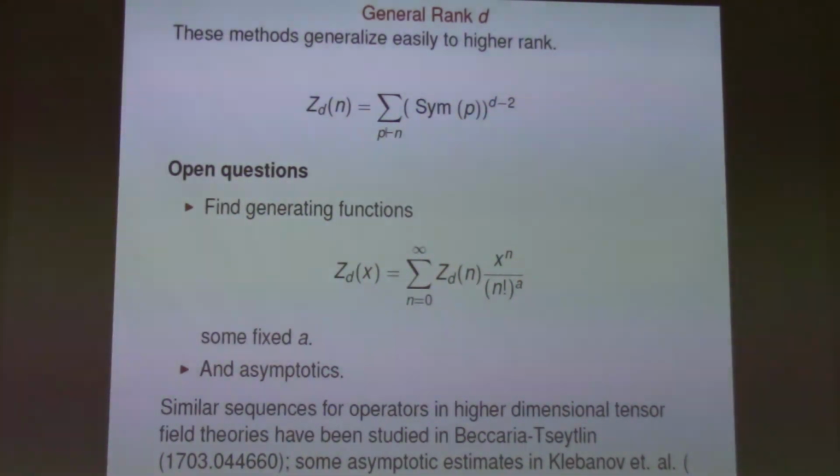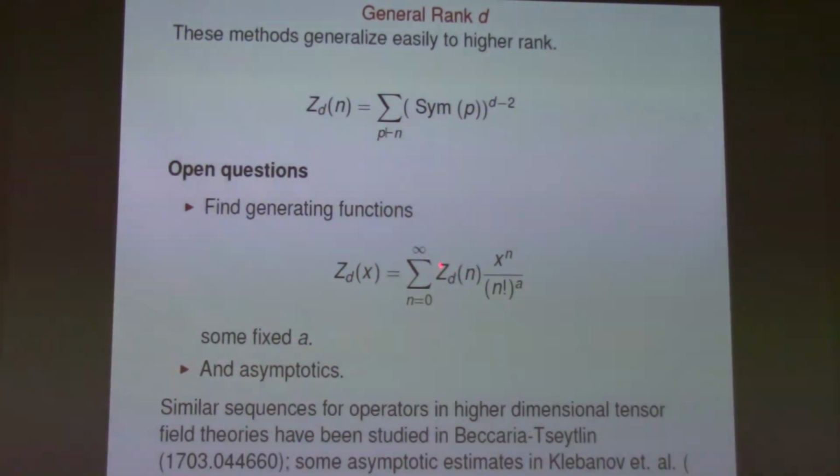And some open questions, as was already hinted by Ami. It would be nice to find, since this Zd of n is a sequence with some fairly concrete formulas, a generating function, Zd of n x to the n. These numbers grow very rapidly, by the way. Typically in matrix theory, let's say the one matrix problem, you get a counting where you're summing over partitions of n with weight 1. So d equals 2, which is the matrix case, you get a sum over p. Here you get Sym p to high powers, and Sym p itself contains factorials. So this grows very rapidly.